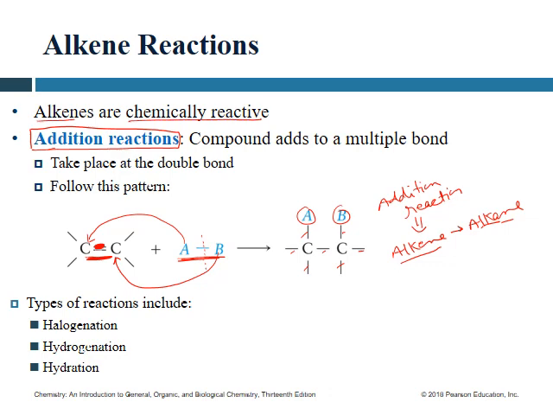Because if you don't break this double bond, each carbon will get 5 bonds, which is not possible. So you have to break one of the double bonds in here, so that each carbon, after attaching the A and B, still has 4 bonds. There are a couple of addition reactions that you need to study for this class. One is the halogenation reaction, one is hydrogenation, and the third one is the hydration reaction. And then we're going to discuss each one of these reactions separately.